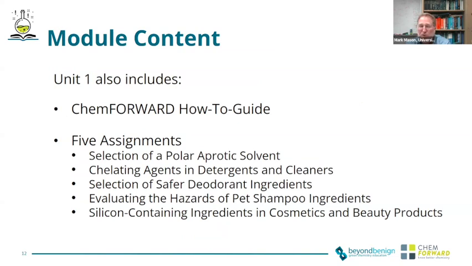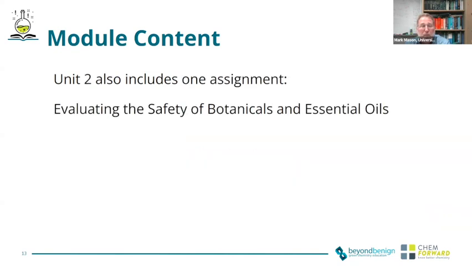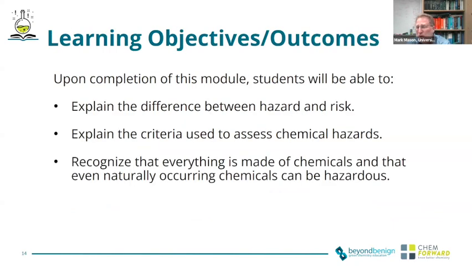So there's more information in the how-to guide than what is in the slide deck that Gabby's going to go through. And then there are 5 assignments that are related to Unit 1 that can be used in a variety of courses ranging from Gen Chem, organic, cosmetic science, green chemistry, inorganic, maybe chemical engineering, etc. Unit 2 has one assignment, and it's focused on the safety of botanicals and essential oils. So that would be great for a cosmetic science course, for instance.